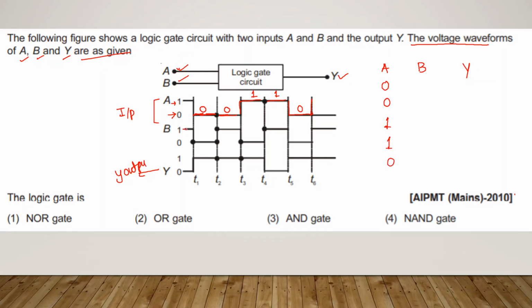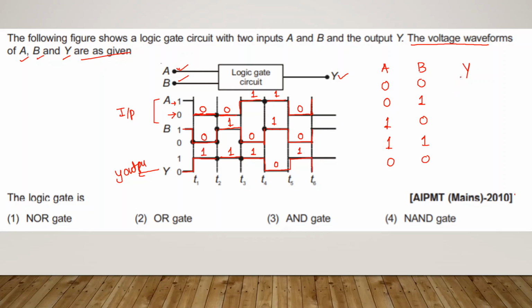Now let us move on to the second one. This is B. For B, the first signal is low, the second signal is high, the third signal is low, the fourth signal is high and the fifth signal is low. Let us substitute the signals here: 0, 1, 0, 1, 0. Now what is the output? The first one is high, the second one is also high, the third signal is also high, but the fourth signal is low and the fifth signal is high.